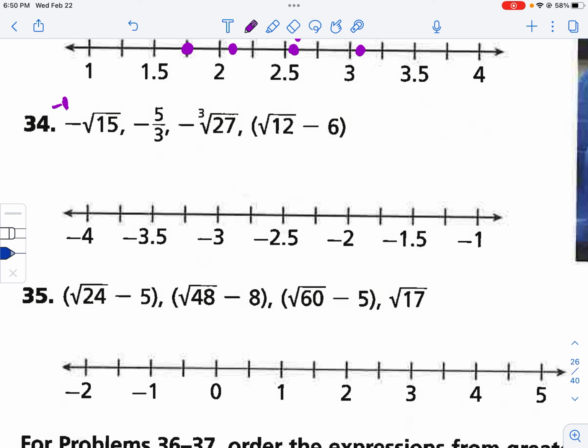This is between the negative square root of 16 and negative square root of 9. So that's going to be negative 3.8-ish. So we're going to say negative square root of 15. This is going to be negative 1 and 2/3. Negative 1 and 2/3. It's about here, so negative 5/3. This is going to be negative 3.